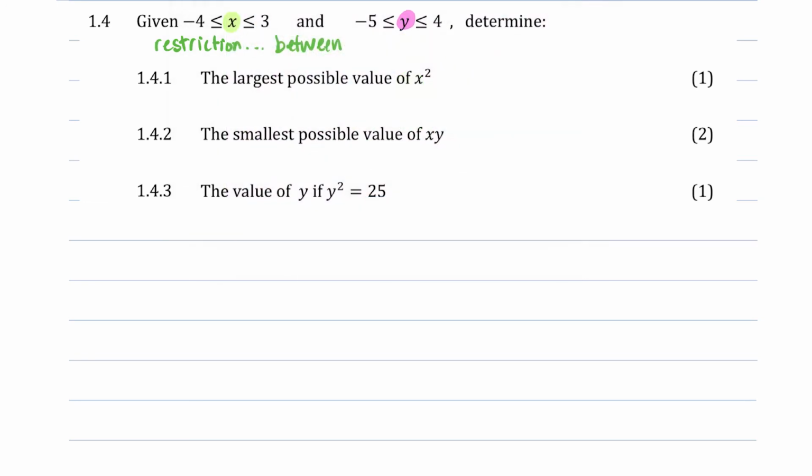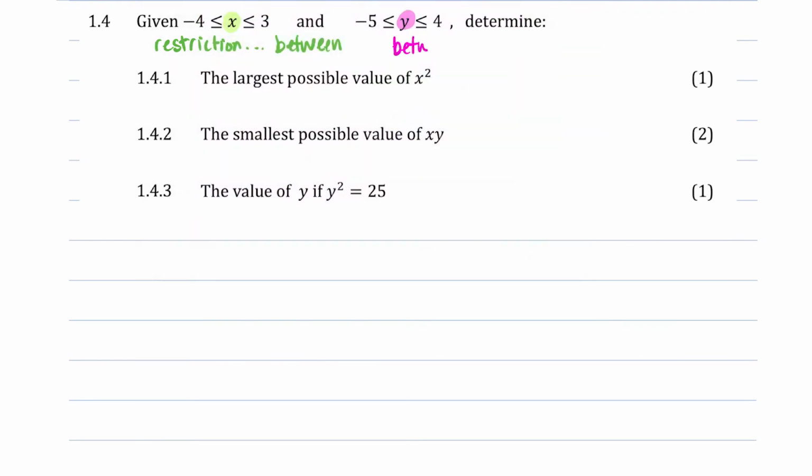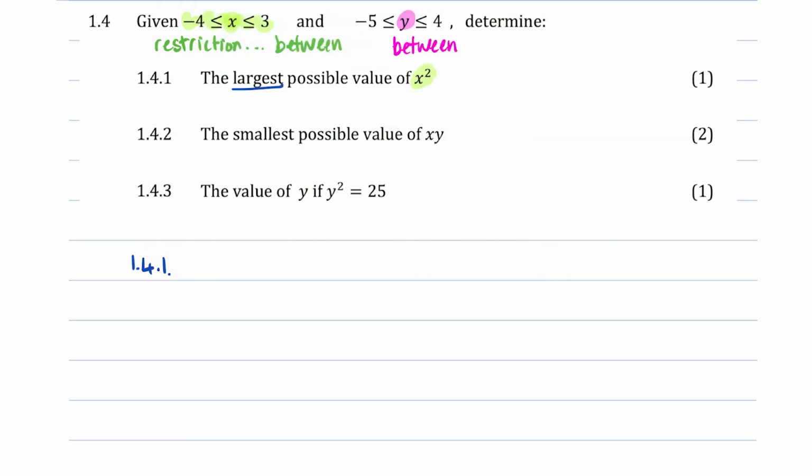And in the same way in the second one here, we've got a restriction on y, to say that y is greater than negative 5 but less than 4. Question 1.4.1 asks for the largest possible value of x squared. So here we are focusing only on x values. We are looking at when x is between negative 4 and positive 3, and we want to get the largest possible value of x squared.